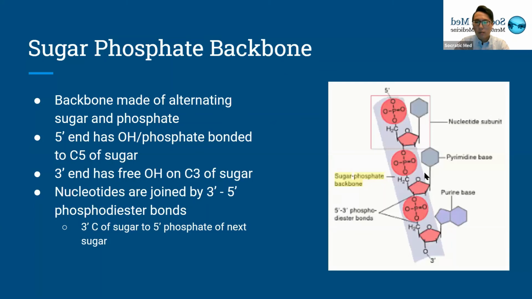So the 5' phosphate of one sugar binds to the 3' oxygen OH of the next. So nucleotides are joined by 3' and 5' phosphodiester bonds, and like I said, the 3' carbon of one sugar bonds to the 5' phosphate of the next sugar.